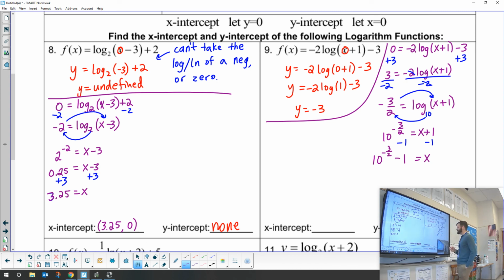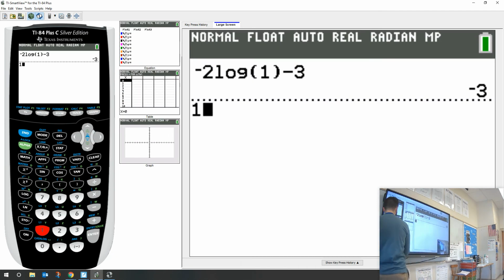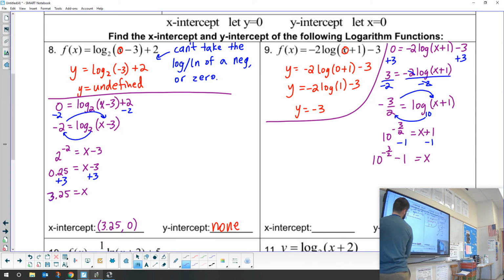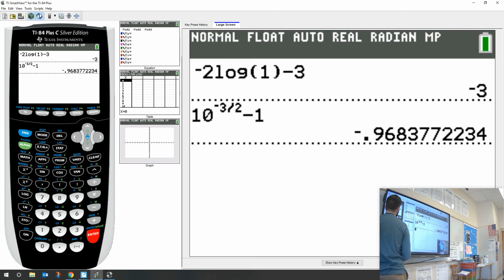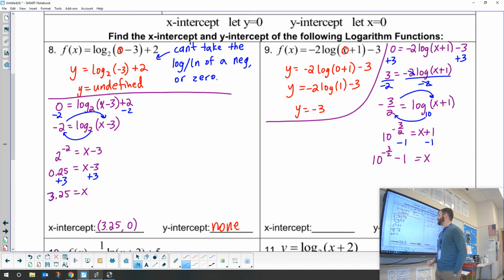And we can plug that into my calculator to get what x equals. So let's grab our calculator, and we're going to go 10 to the negative 3 over 2 minus 1. Hit enter, and we get negative 0.968. Negative 0.968 is what x equals.